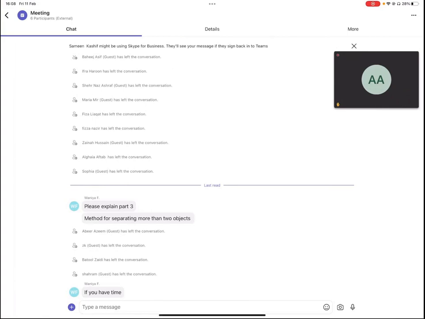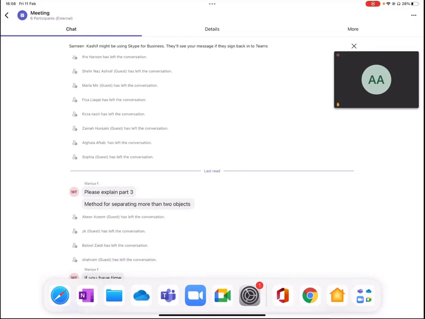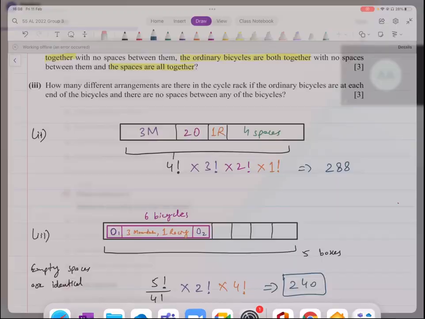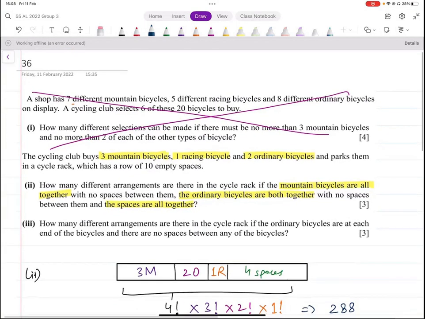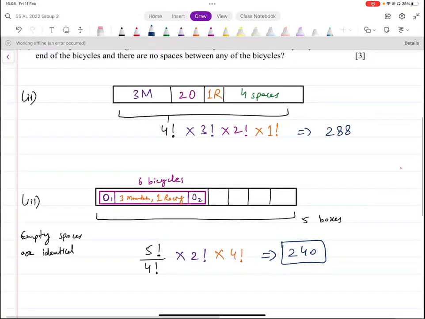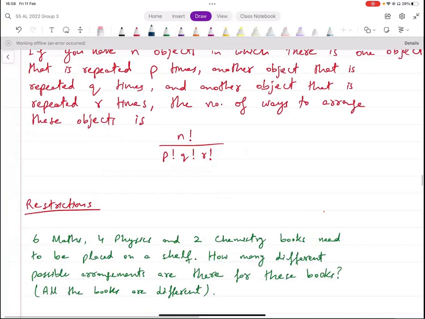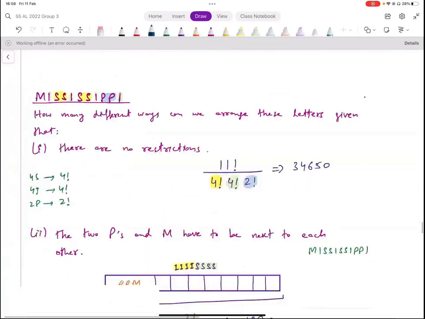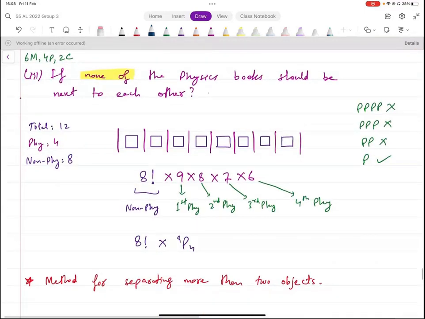Okay. Method for separating two objects. Part 3 कौन सा? It'd be easier if you can speak verbally. Chat में बातें करना थोड़ा सा मुश्किल होता है. This part 3? No, sir, जो आपने method करवाया था separating two objects, not from the questions. Okay.